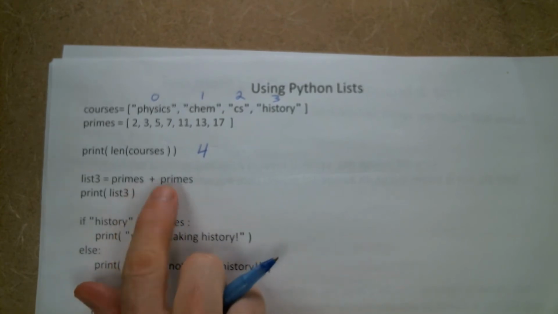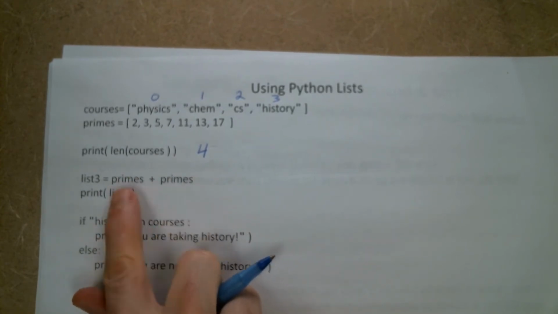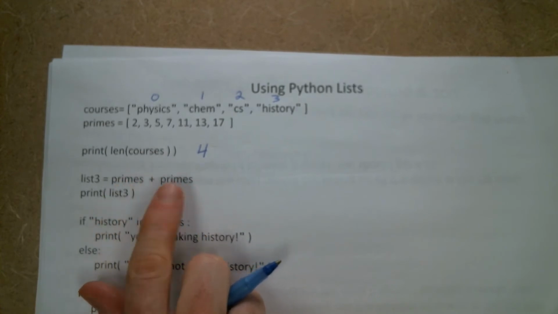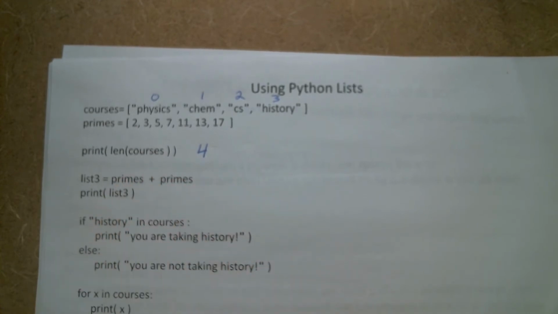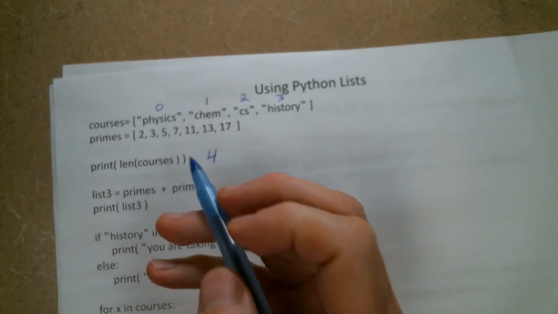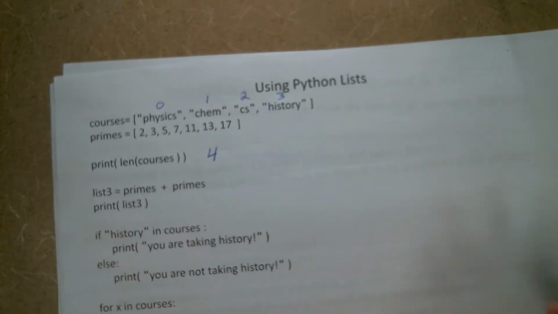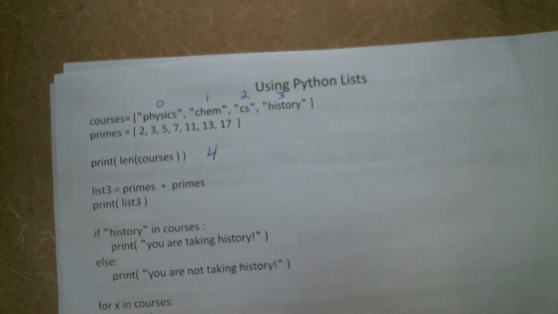We can also add lists together. All right, so what happens when we add lists together? It basically just combines them into one big list. It does not sort them. It does not alternate back and forth. It would just take the first list and then put the second list on the back of it.